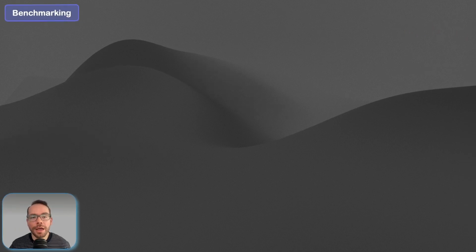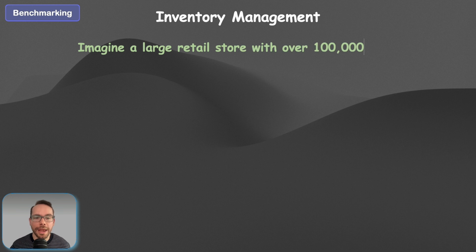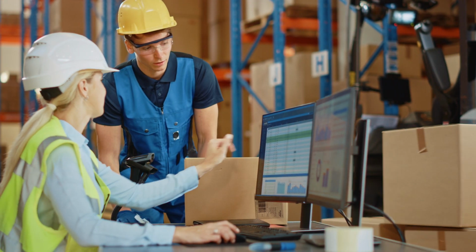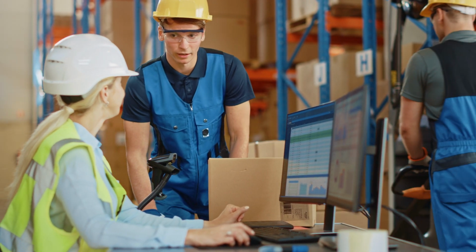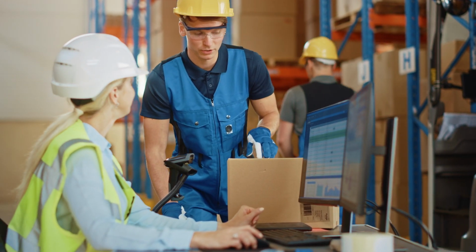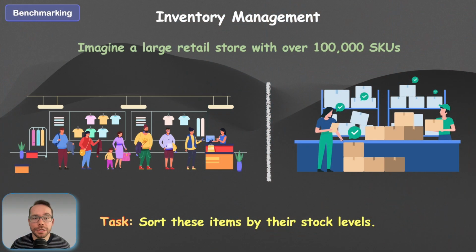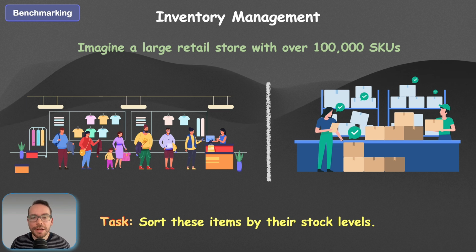To benchmark various sorting algorithms, let's take an example from inventory management. Imagine a large supermarket chain with over 100,000 unique items, each typically having a stock level of between 0 to a few hundred units. We need to sort these items by their stock level. Such sorting is a common operation in inventory management systems to identify low stock items, optimize replenishment orders, and allocate shelf space effectively.